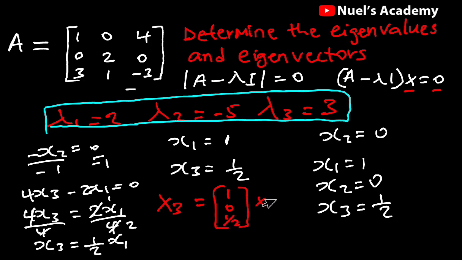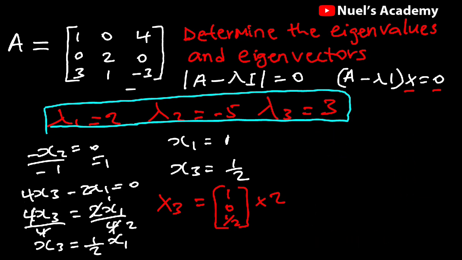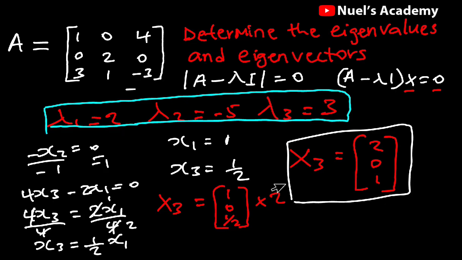Now let's multiply this by 2 to clear this fraction. So we're going to have that the third eigenvector is equals to 2 times 1 is 2, 2 times 0 is 0, 2 times half is equals to 1. And so this is the eigenvector when lambda is equals to 3, that is lambda 3. So this is how to determine the eigenvalues and eigenvectors of a 3x3 matrix.